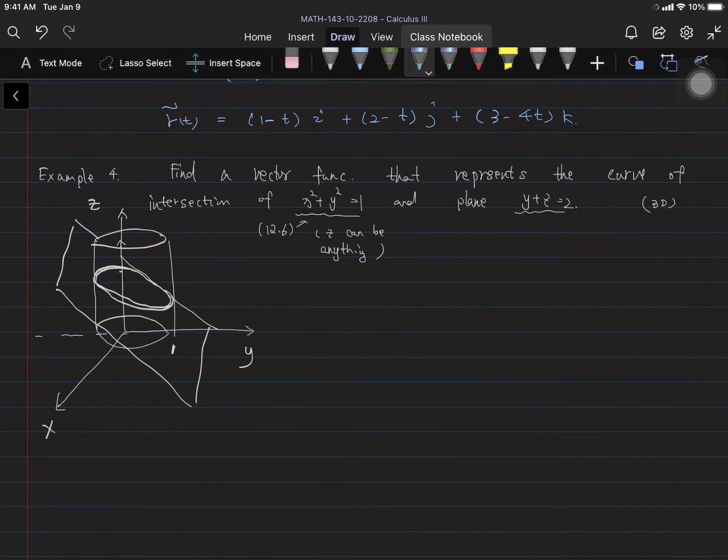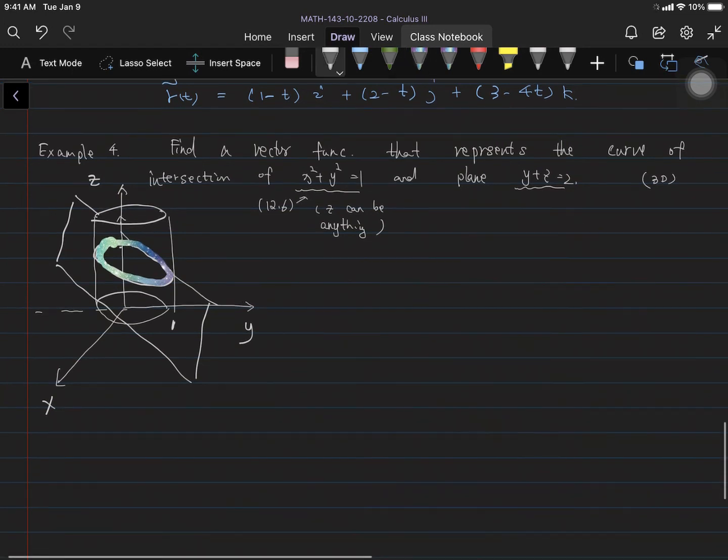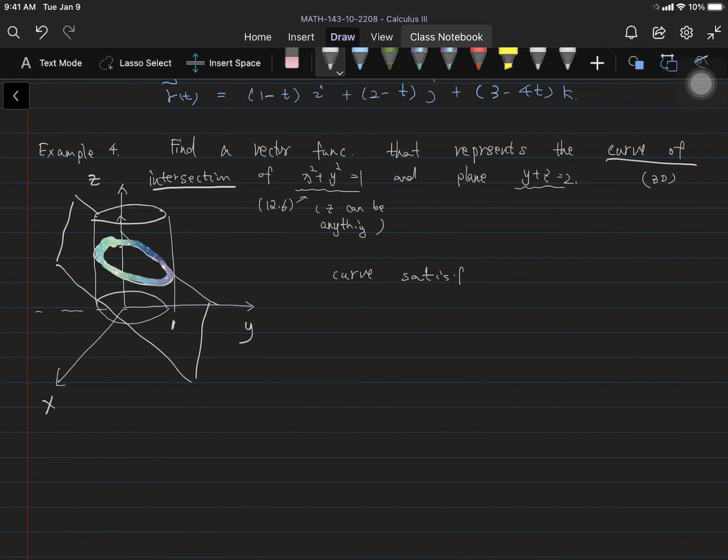So we are going to find a vector function for this curve. Now let's take a look. Our intersection, the curve of intersection. Intersection means what? It means the curve satisfies both equations, both equations.